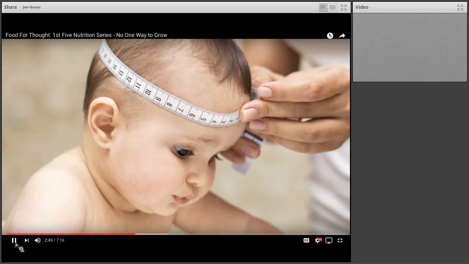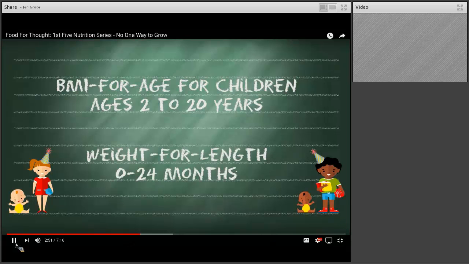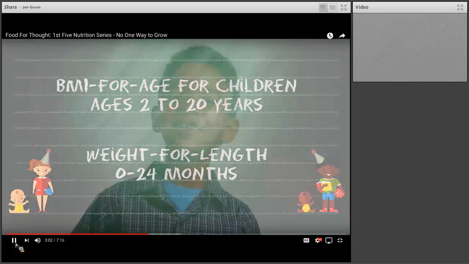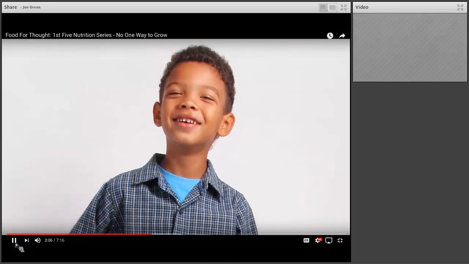his age. BMI for age for children ages 2 to 20 years and weight for length for infants and toddlers 0 to 24 months are 2 very important measurements. They tell us how well a child's weight and height match up. A child could be within the ideal ranges for height and weight on the growth chart, but if those 2 percentiles are very far apart, the child may still be having problems growing.